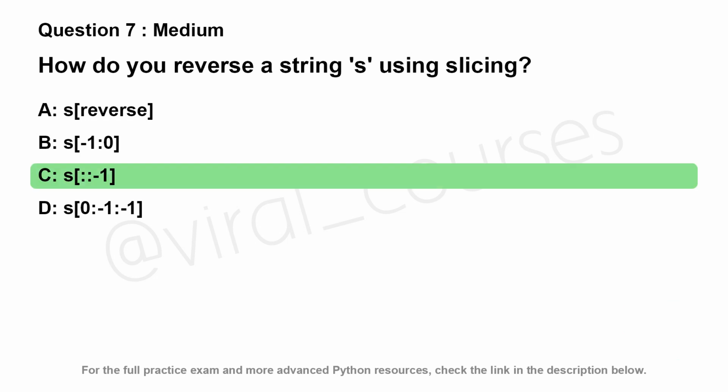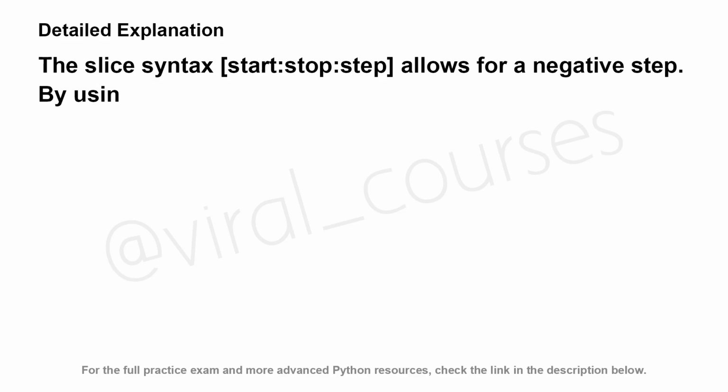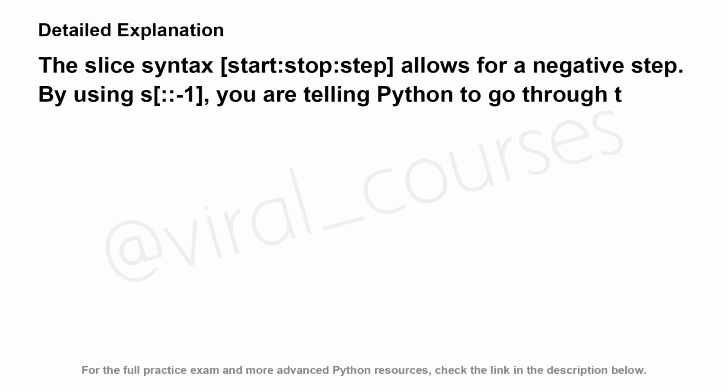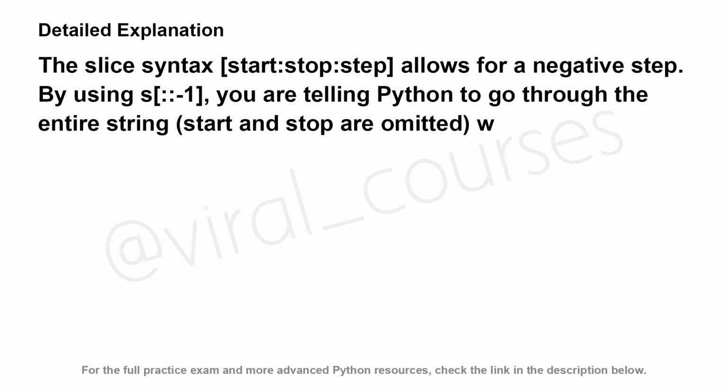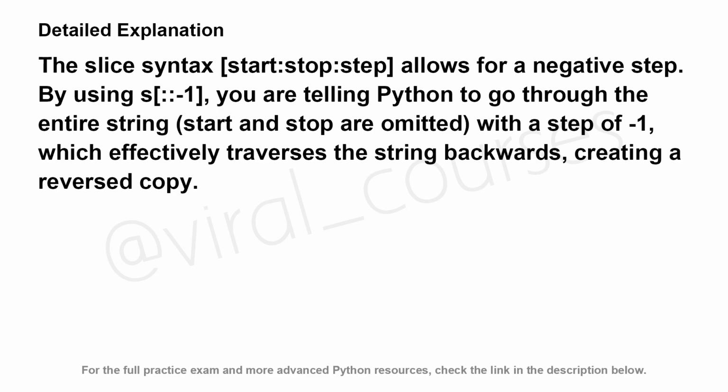The correct answer is C. The slice syntax, start, stop, step, allows for a negative step. By using S[::-1], you are telling Python to go through the entire string. Start and stop are omitted, with a step of -1, which effectively traverses the string backwards, creating a reversed copy.